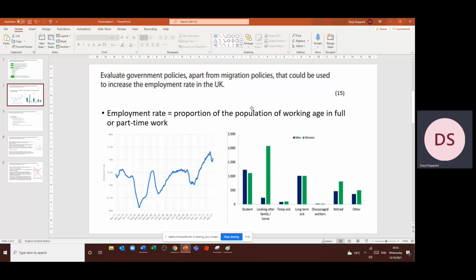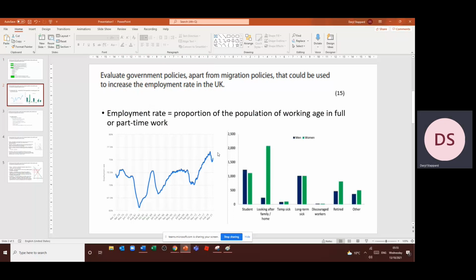So you've got some data here which gives you an idea of the UK employment rate. This first diagram is showing us that the employment rate in the UK economy, the most recent bit of data, is roughly just over 75%. So just over 75% of people in the UK of working age are working in the economy. What that means is that about 25% of people of working age are not currently employed. Obviously the main reason why this could be is because they're unemployed.